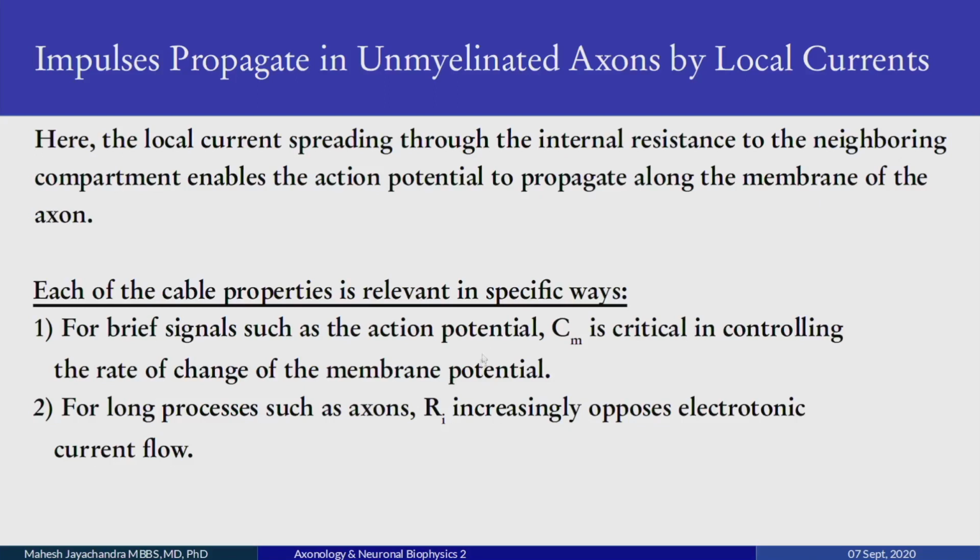So each of these cable properties is relevant in specific ways. One, for brief signals such as an action potential, Cm, the capacitance, is critical in controlling the rate of change of membrane potential. For long processes such as an axon, the internal resistance is important because it opposes the electrotonic current flow. Okay.